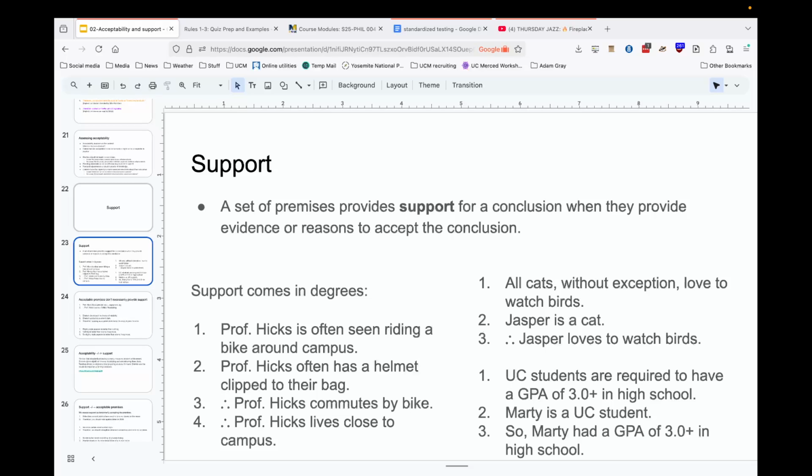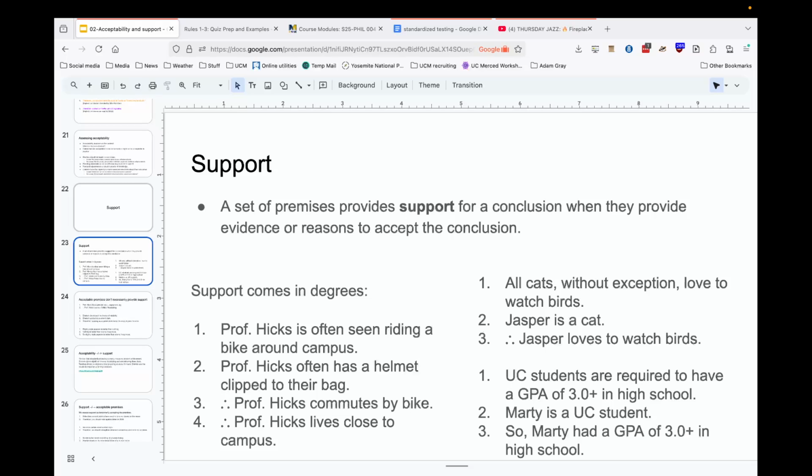And similarly, just because I commute by bike doesn't necessarily mean I live close to campus. You know, if I ride an e-bike, or I'm a really fast bike rider, or I have a lot of stamina as a bike rider, maybe I live like 10 or 15 miles away, and I just do a long bike commute. So with this first argument, the premises provide support, but they don't absolutely guarantee the conclusion. It's possible for these conclusions to be wrong, even with the premises.